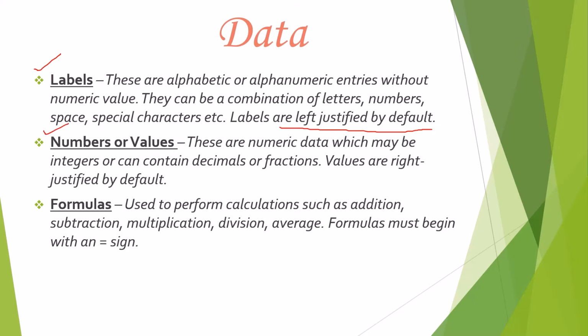Next is numbers or values. Numbers or values are numeric data like 1, 2, 3, 4. These all are numeric values. So whichever numeric data you give, that comes under the data numbers or values. It may be an integer or can contain decimals or fractions. Whenever you enter a value or a number, they are right justified by default.